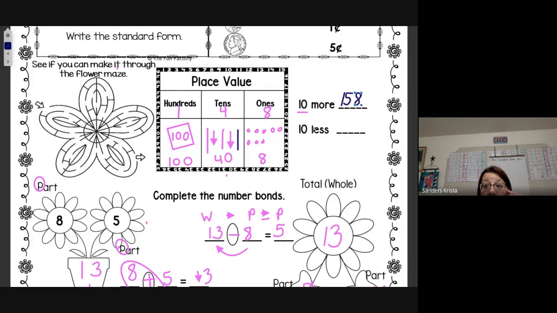What is 10 less than 148? Well, let's take this back. So we have 148. If I'm going to do 10 less, I'm going to cross out one of my 10s. Okay, there I crossed out one of my 10s. Now my 100 stayed the same again. My 10s place changed. So now I have 3 10s and 8 ones.